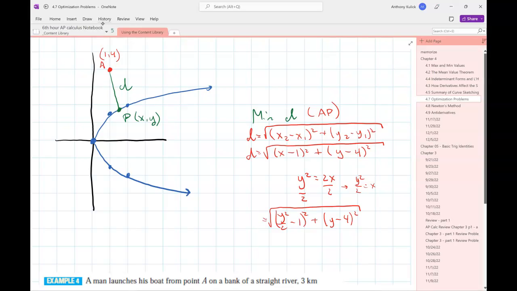I guess I could write this d of y now, I suppose. All right. What do you suppose Mr. Kulik's going to do next? I'm going to do something before that to make taking the derivative easier, because this looks like a pretty crappy derivative to have to take.